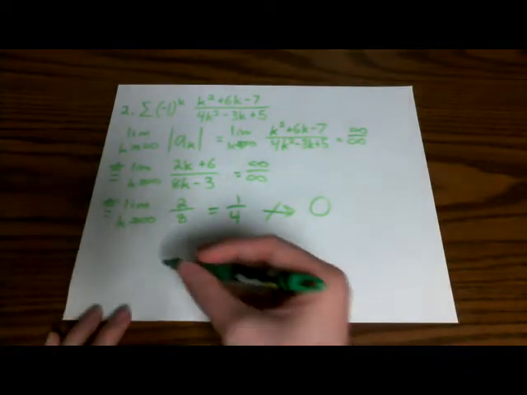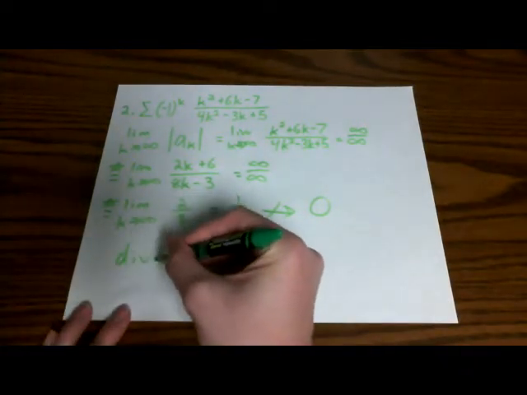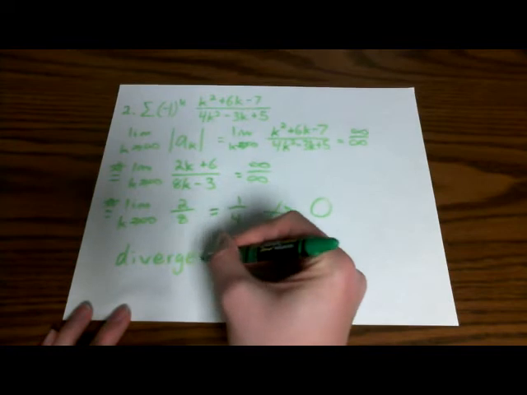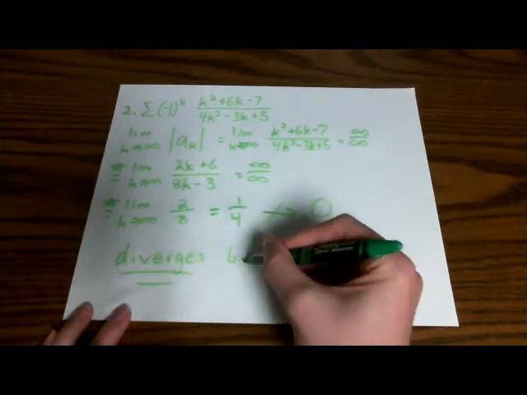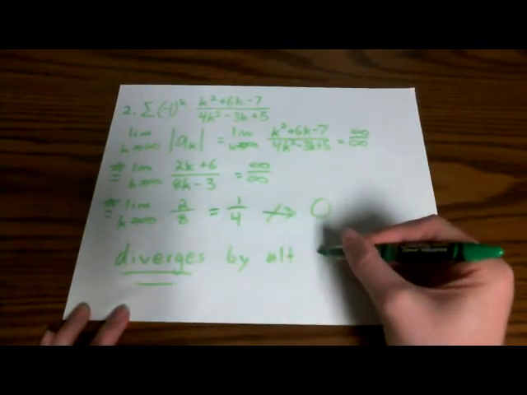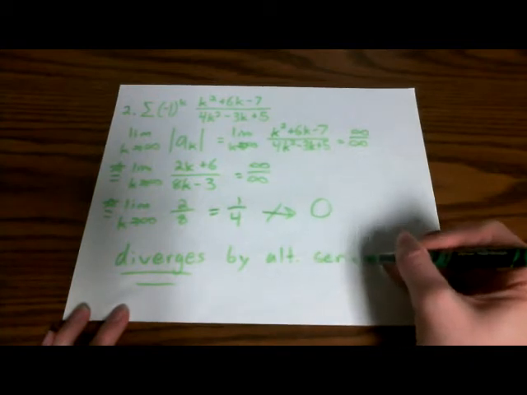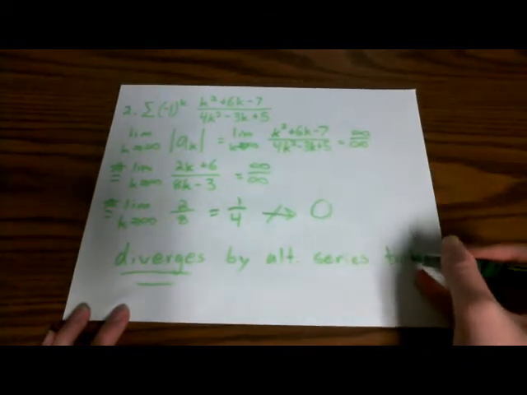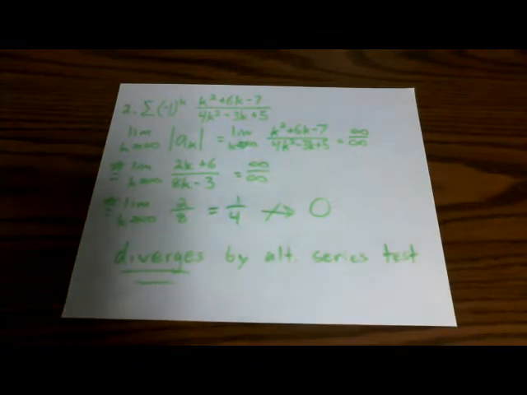Because it does not go to 0, it therefore diverges by the alternating series test. Again, this is the final step of this problem. If it diverges, there's nothing more that you can do. Move on to the next problem.